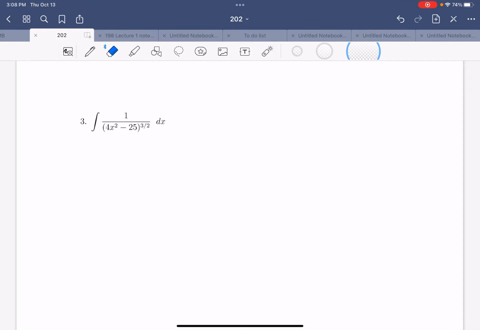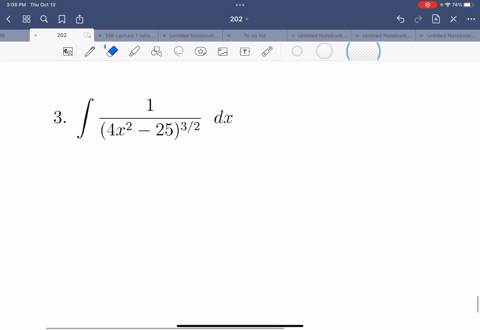And lastly, for the practice problems for 7.3, we've got number 3. So this is, again, your practice problems 13. Okay, we've got 4x squared minus 25 to the 3 halves. That half on the bottom is our square root, so that's going to tell us that this is a trig sub problem. So I'm going to sub for x.